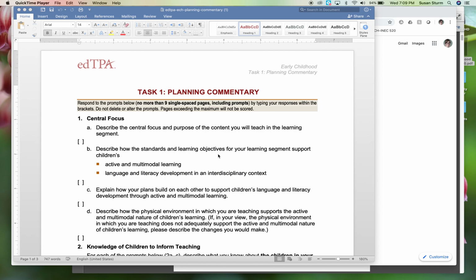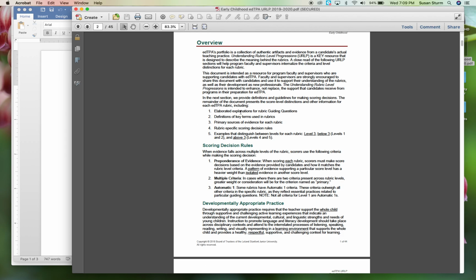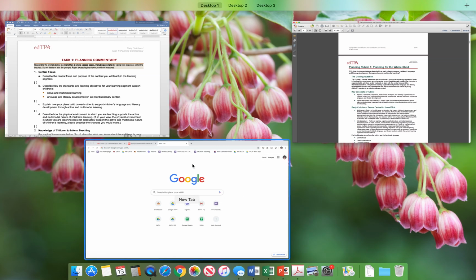This video is going to walk through task 1 of the edTPA for early childhood, and this is focused on the planning commentary. And what I'm going to do is walk through the prompts that you have to write in this task, as well as the rubric level progressions and how to score at a level 3 for all of the rubrics.